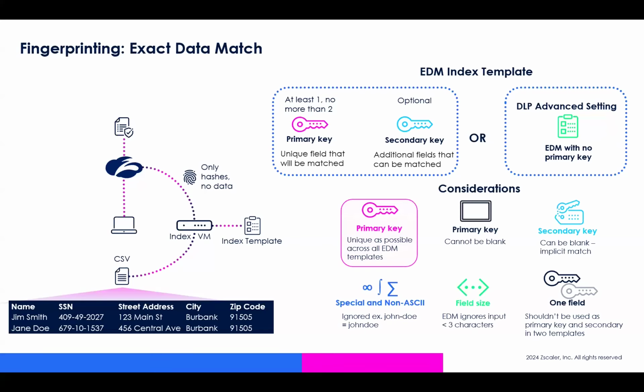The primary key should be as unique as possible across all EDM templates. So if you have multiple templates, you should make sure that the primary key is not duplicated between templates. Unless using EDM with no primary key, obviously the primary key cannot be blank. Secondary keys can be blank, however. Additionally, note that special and non-ASCII characters are ignored. There is a field size limit. EDM will ignore any input that is shorter than 3 characters. And most importantly, you shouldn't use a primary key that is also a secondary key in another template, or vice versa. This is to make sure that the correct template is applied to your data type.